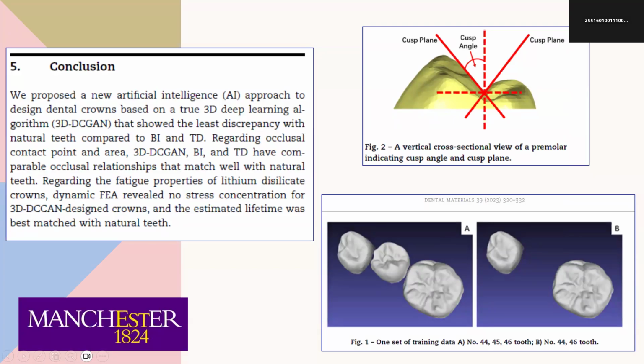And what did we then conclude? So we were thinking that a new artificial intelligence approach to design dental crowns based on a true 3D deep learning algorithm showed the least discrepancy with natural teeth compared to a couple of groups. And regarding occlusal contact points and area, they all three have a comparable occlusal relationship that matches very well with natural teeth. Then regarding the fatigue properties of the lithium disilicate crowns, dynamic finite element analysis revealed no stress concentrations for our AI-designed crowns. And that was the exciting finding. And the estimated lifetime was best matched with natural teeth.